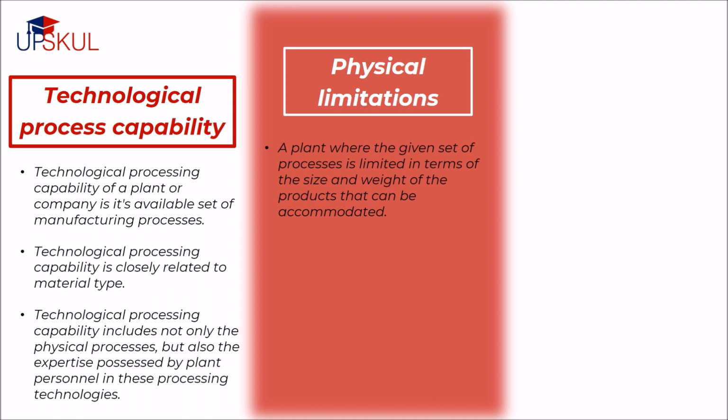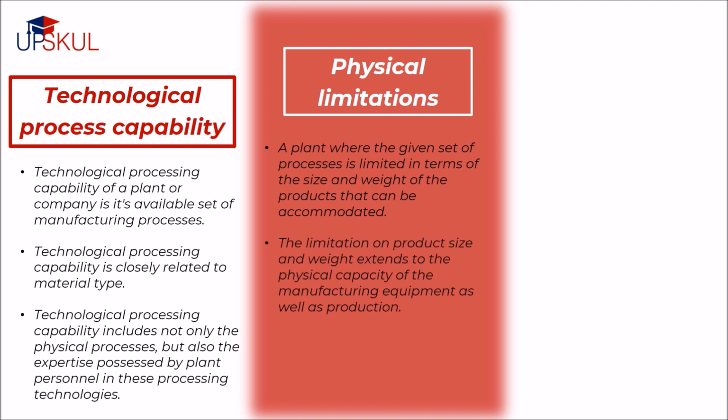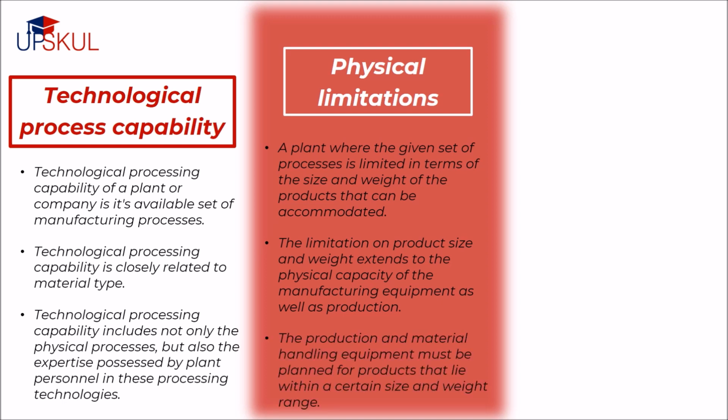The limitation of product size and weight extends to the physical capacity of the manufacturing equipment as well as production. Machines come in different sizes. Larger machines must be used to process larger parts. The production and material handling equipment must be planned for products that lie within a certain size and weight range.